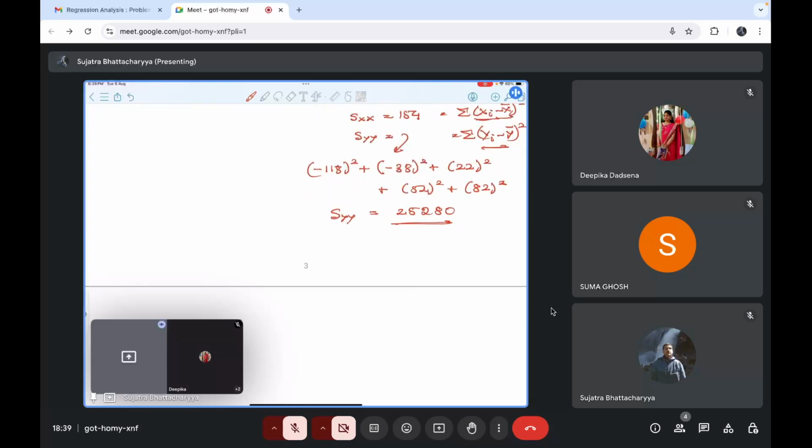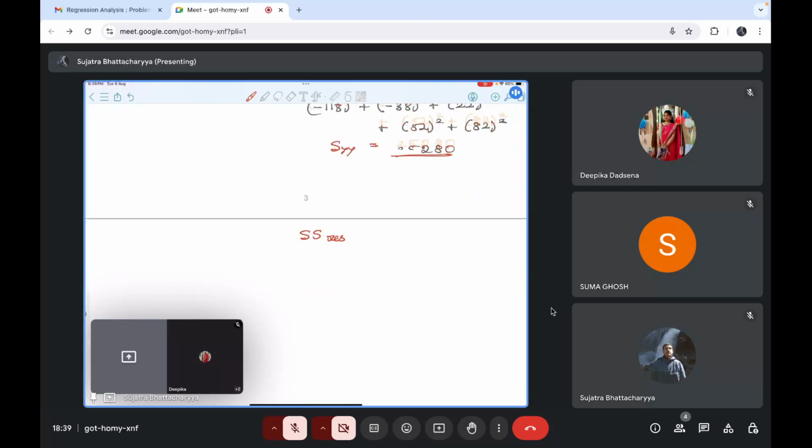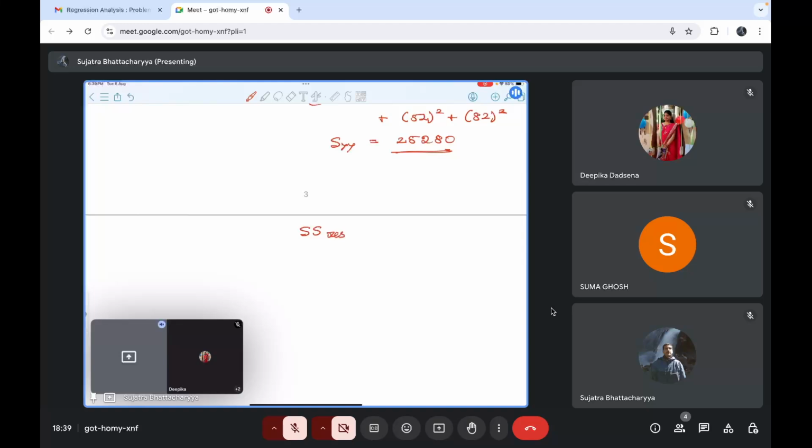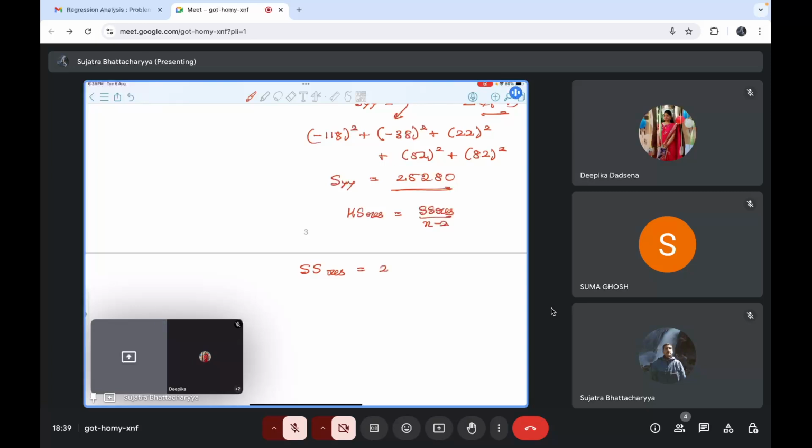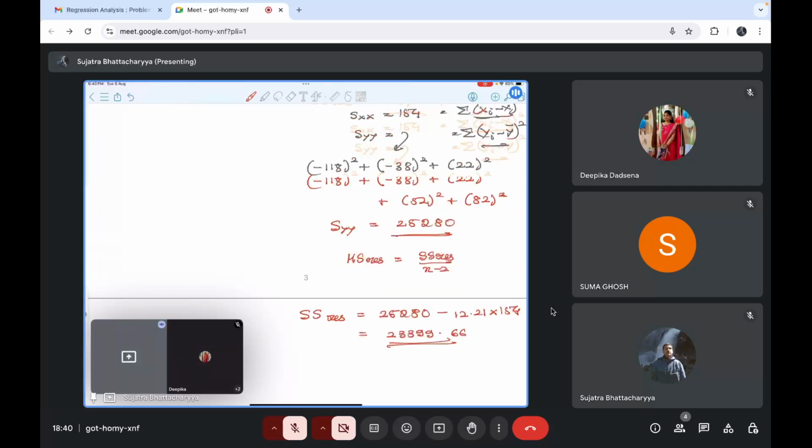So this is the SYY. Now finally, SS residual, because ultimately our aim is to find out MS residual. And MS residual we know is SS residual by n minus 2. So how to find out SS residual? I have already written this, so let us just put the values. It is 25280 minus 12.21 into 154, and if I have calculated, 23399.66. This is the SS residual which we are getting.